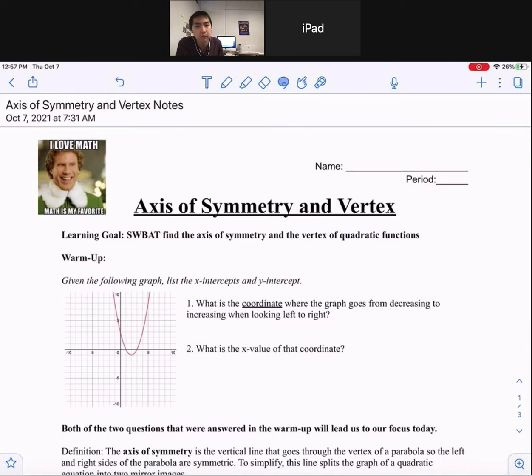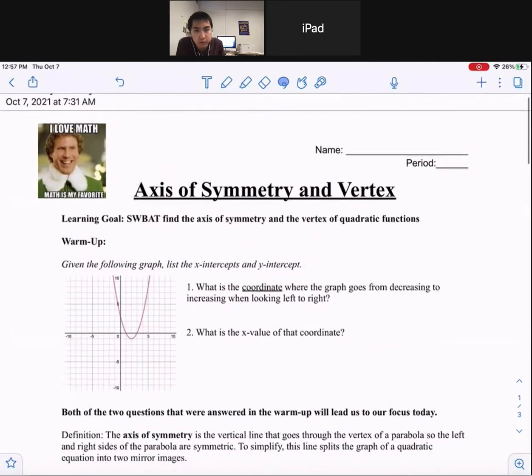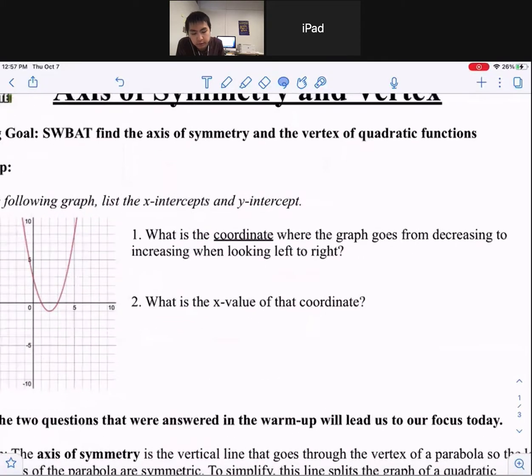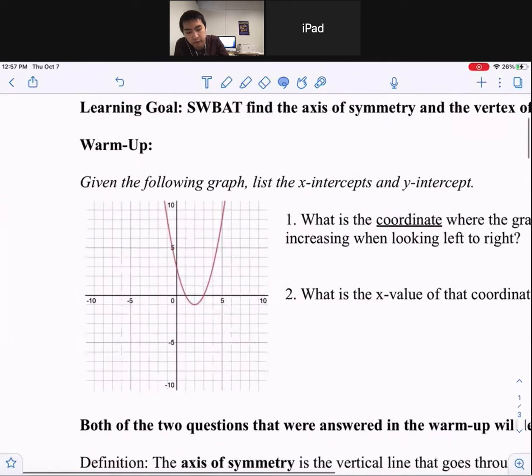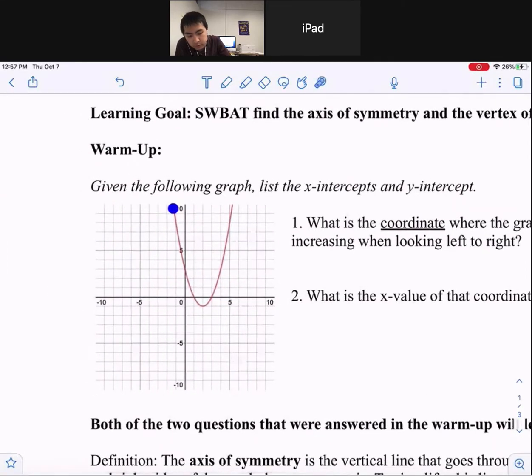Okay, so given the following graph, list the x and y intercepts. Okay. What is the coordinate where the graph goes from decreasing to increasing when looking from left to right? So if you guys go from left to right along this curve, notice it decreases, right? Decreases, decreases, decreases, and then right here is where it shifts from decreasing to increasing, right? The shift happens right there.